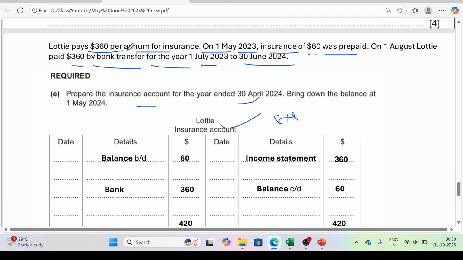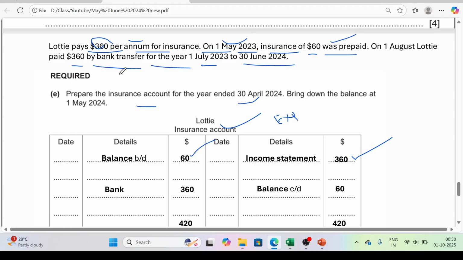Loti pays 360 per annum for insurance. Per annum means per year. This will be the income statement. See here, income statement, we have to record 360 here. After that, on 1st May 2023, insurance of $60 was prepaid. So this will be opening, right? 1st May, so opening prepaid is this one, 60.